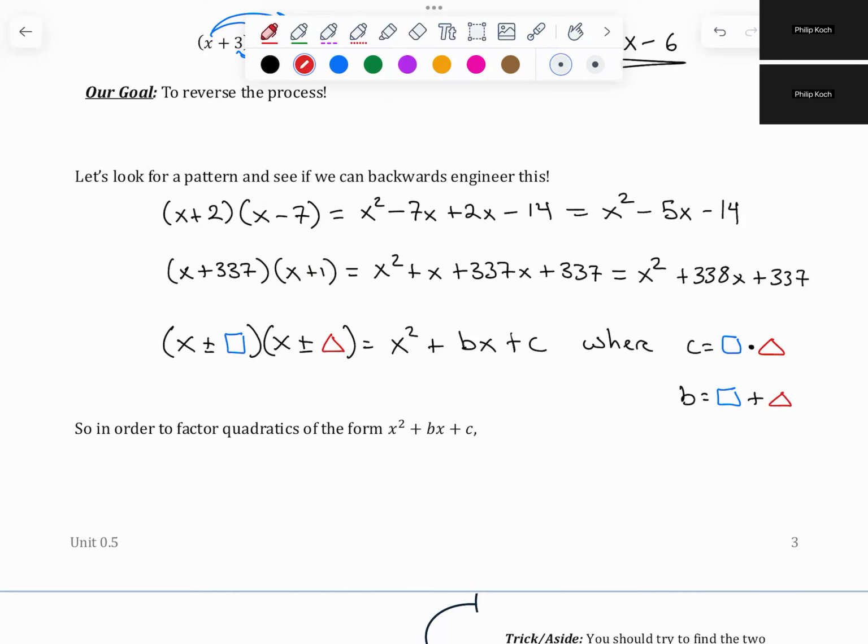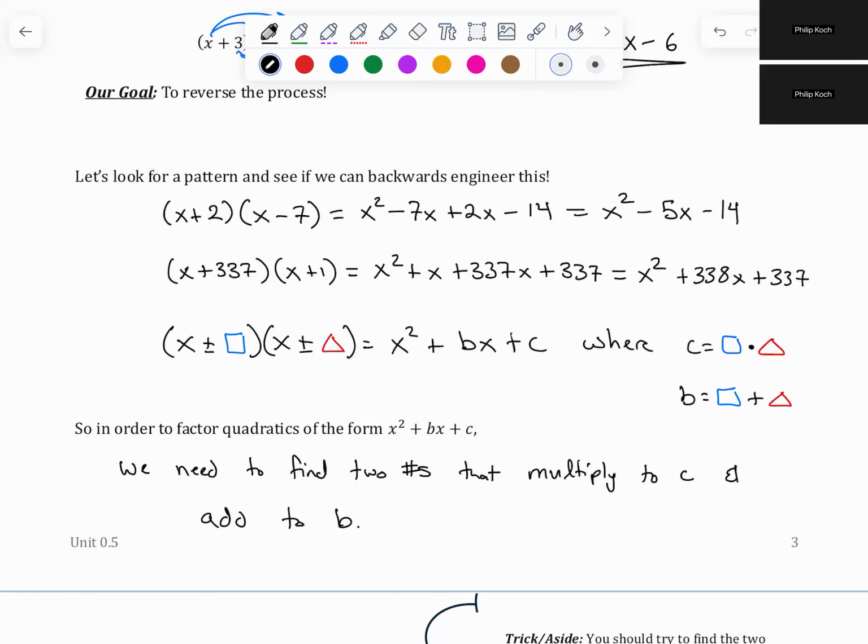So there is the trick. We need to find two numbers. So in order to factor quadratics of the form x squared plus bx plus c, we need to find two numbers that multiply to c and add to b. If we find them, we have found the blue.